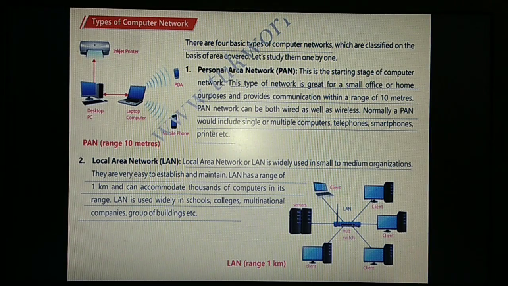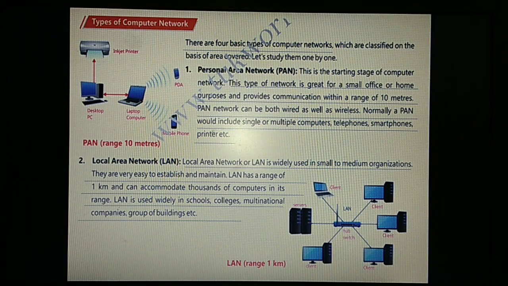A PAN can be both wired as well as wireless. Normally a PAN could include a single or multiple computers, telephones, smartphones, printers, etc. So what happens in a PAN? It is used at home.